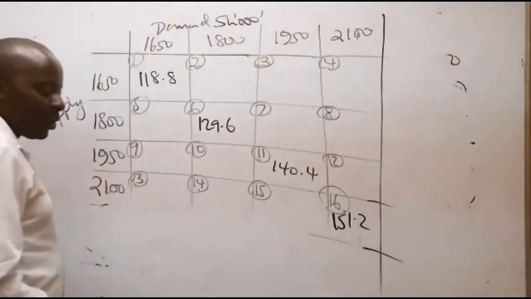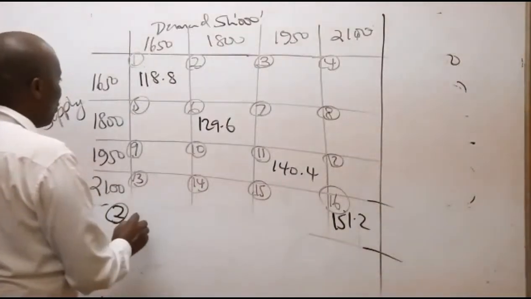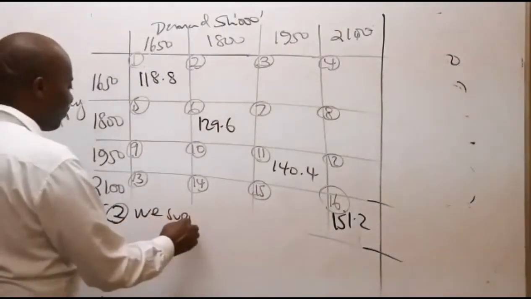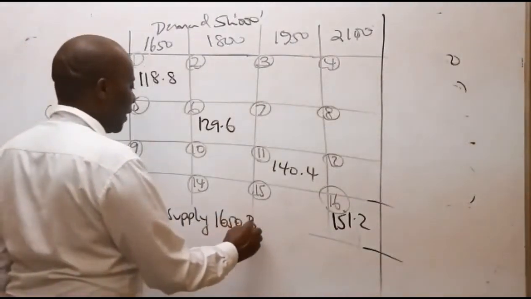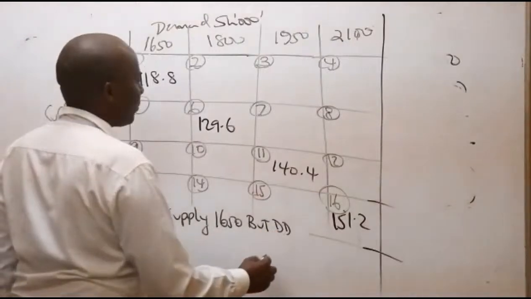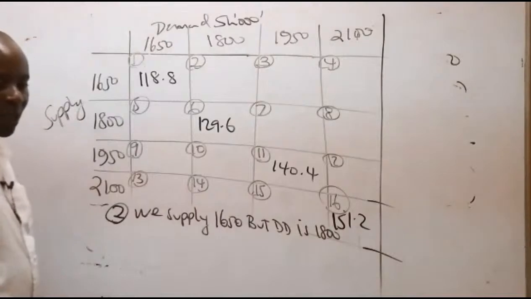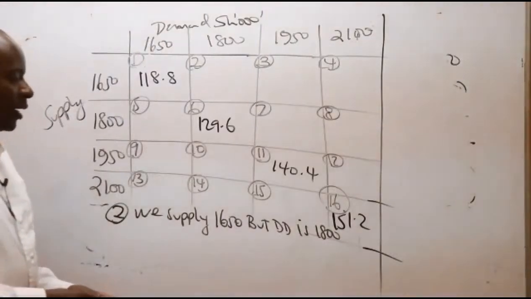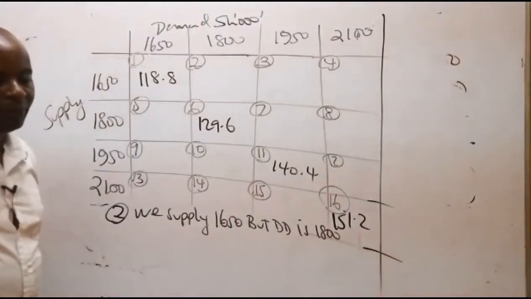So for cell number 2, ladies and gentlemen, we supply 1650, but demand is 1800. So please help me make a decision there. We supply 1650, but demand is 1800. Please help me make some decision there. So then how many will we sell? How many will we disappoint?